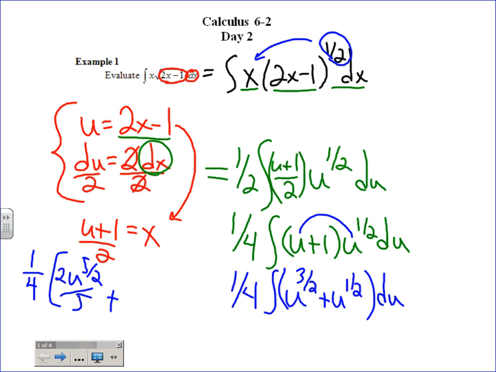When we first did that, that seemed strange. And I know some of you, the substitution seems strange too, but remember when you first did that, it seemed strange, and now it's no problem. U to the 3/2, 2/3, plus a constant.